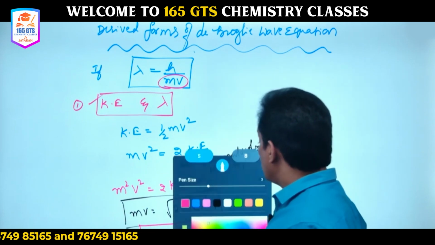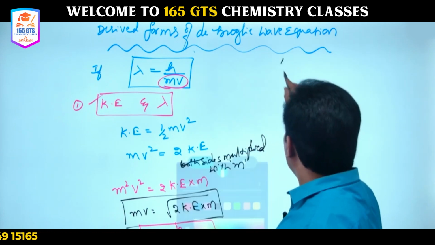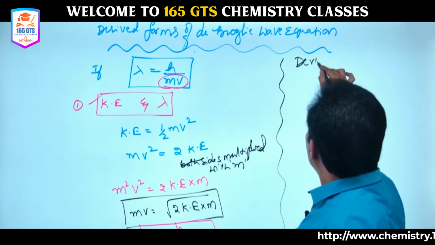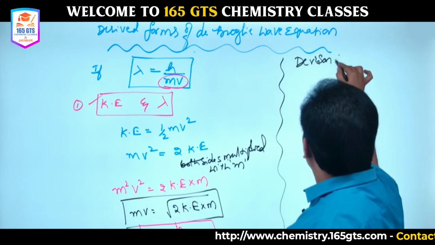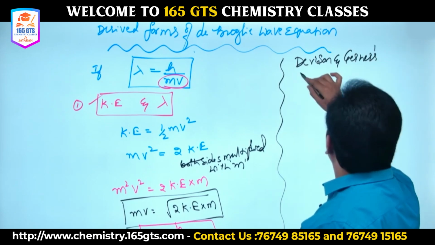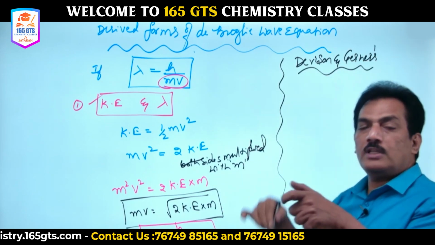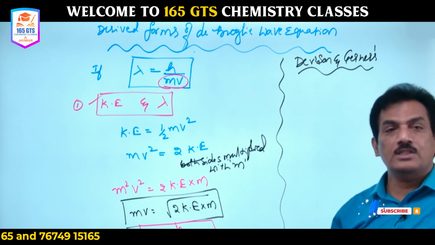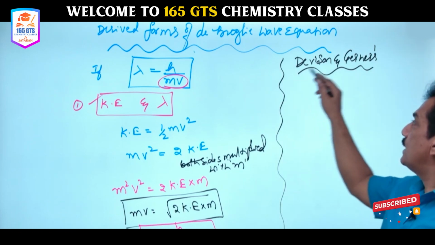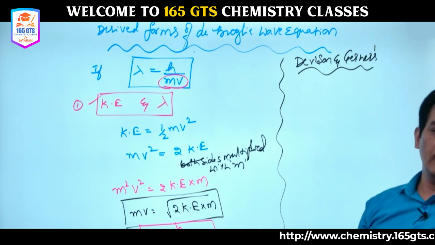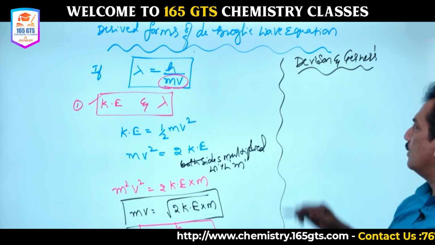And one more is Davisson and Germer. Actually, Davisson and Germer's experiments are supporting the wave nature of the electron, not the particle nature. Davisson and Germer's experiments are supporting the wave nature of the electron also. Clear?